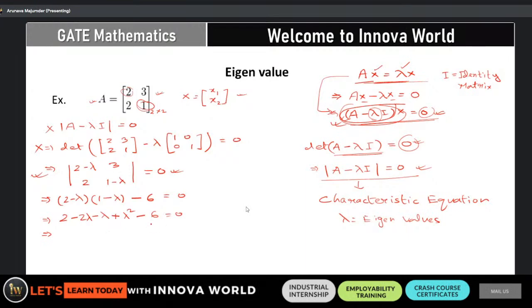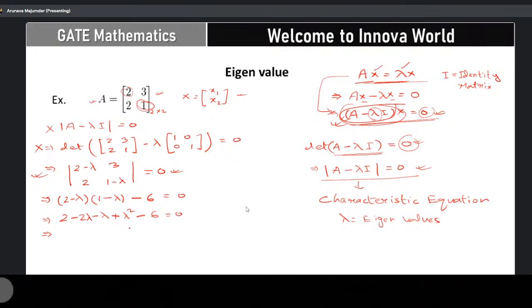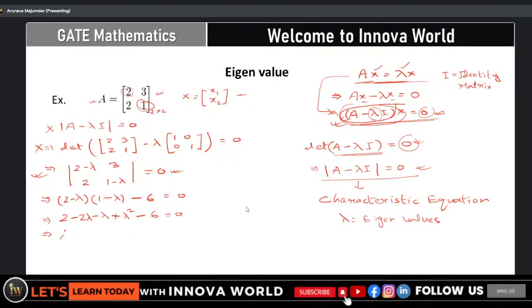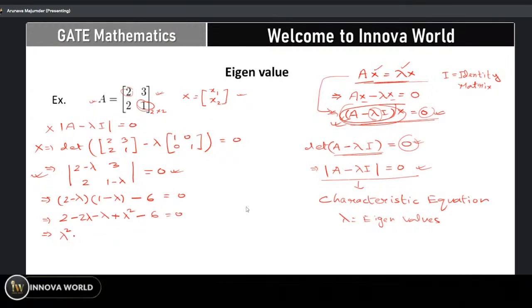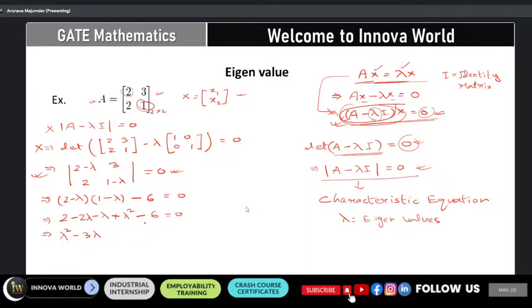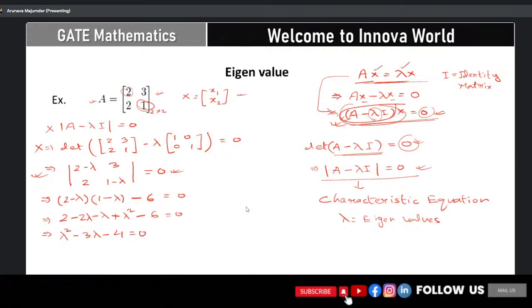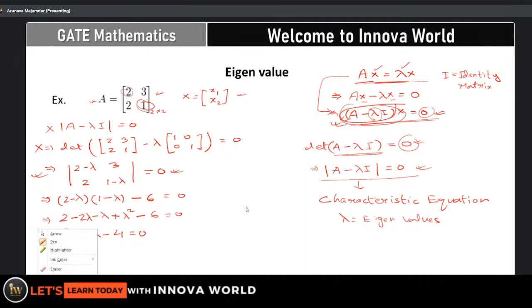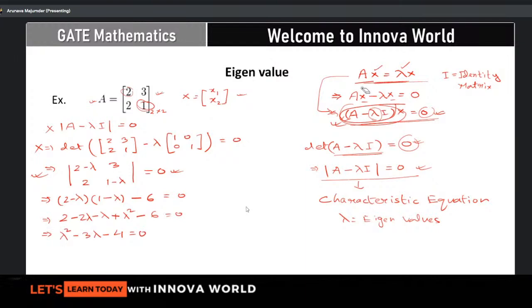You can easily solve this quadratic equation by using the Sridharacharya formula or by factorization. Okay, so let us simplify this equation again. So it is lambda squared minus 3 lambda minus 4 equal to 0. So now we have to solve this equation and find the value of lambda.